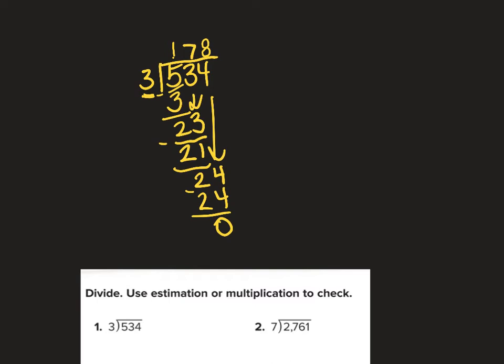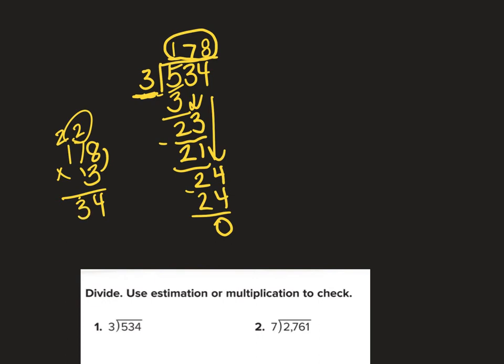We're supposed to, let's use multiplication to check. Okay, so I'm going to do 3 on the outside multiplied by my quotient, little guy on top, 178. 8 times 3 is 24. 3 times 7 is 21, plus 2 more is 23. 3 times 1 is 3, plus 2 more is 5. 534, and I was supposed to get 534. It checks out. So 178 is our answer, our quotient.